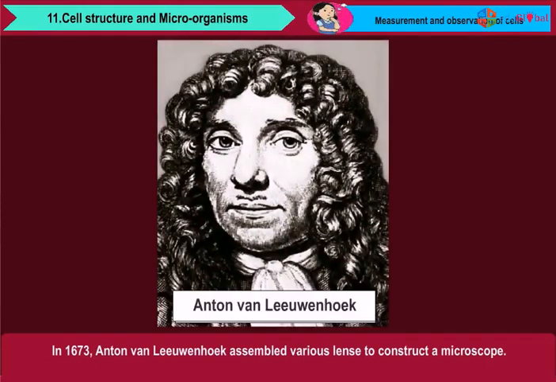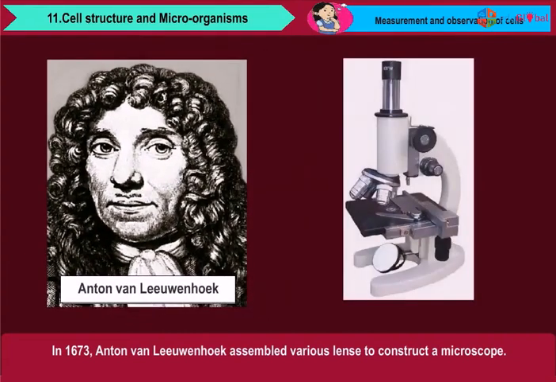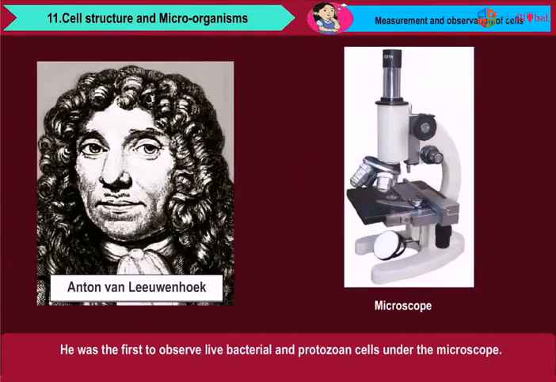Measurement and observation of cells. In 1673, Anton van Leeuwenhoek assembled various lenses to construct a microscope. He was the first to observe live bacterial and protozoan cells under the microscope.